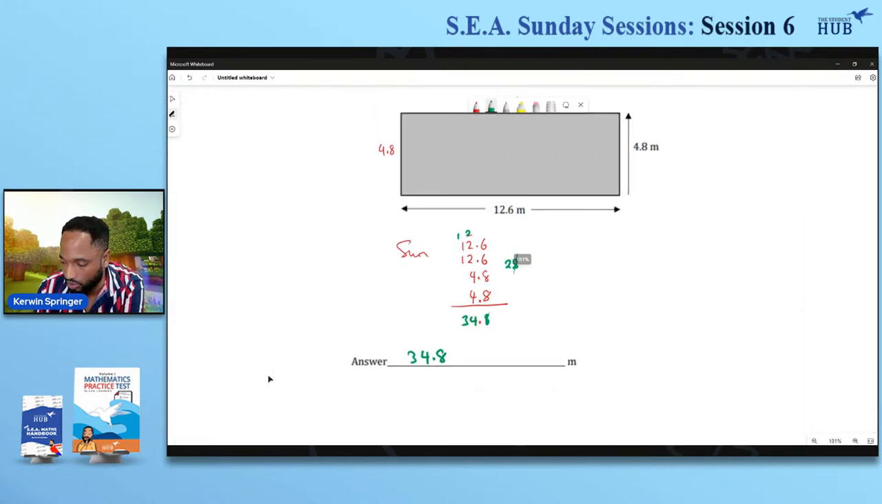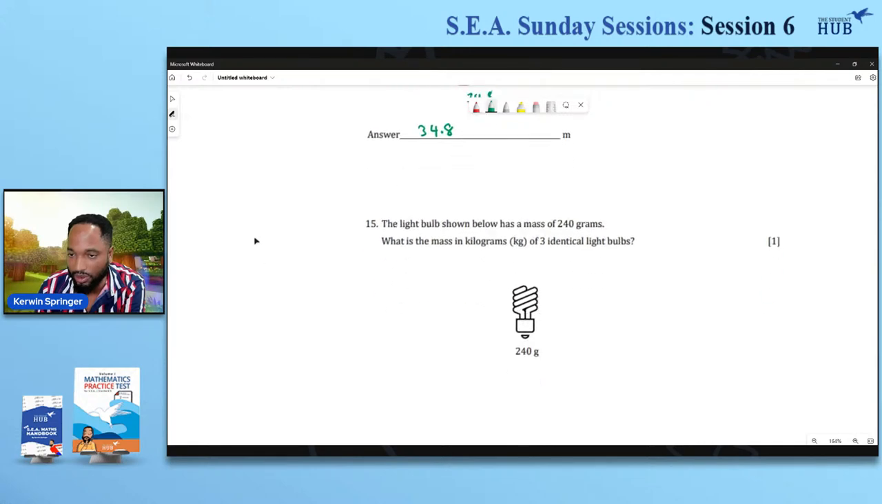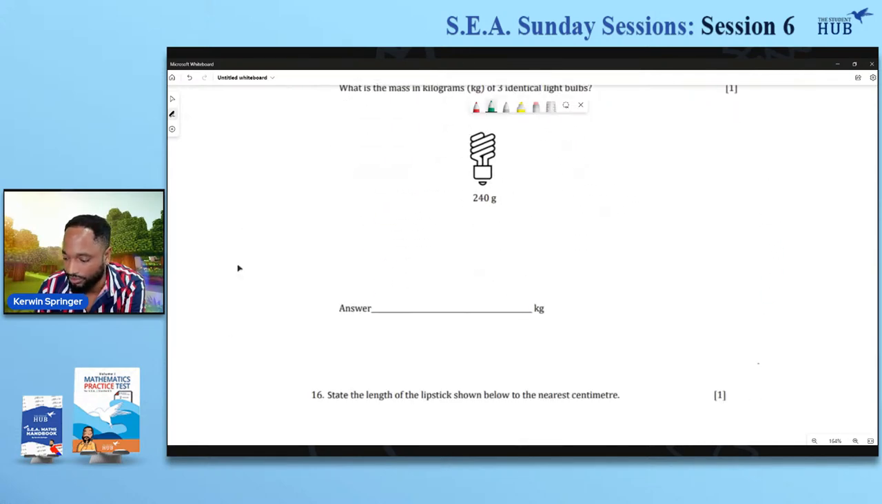Totally correct. One other method that some people use for perimeter is to add the 12.6 and the 4.8 and then multiply it by 2. Length plus breadth multiplied by 2. I'm seeing a couple of you all use that there, right?